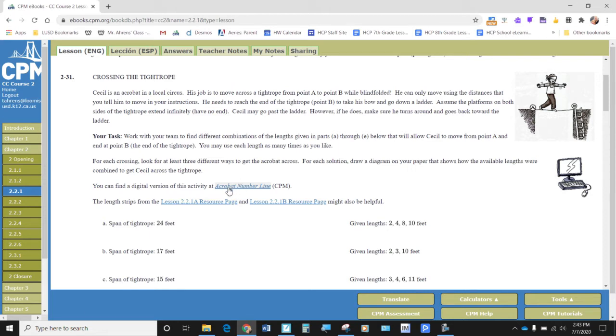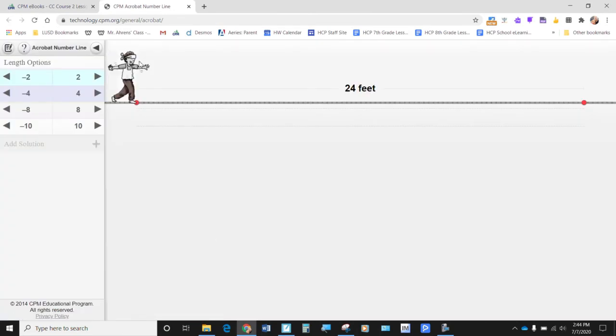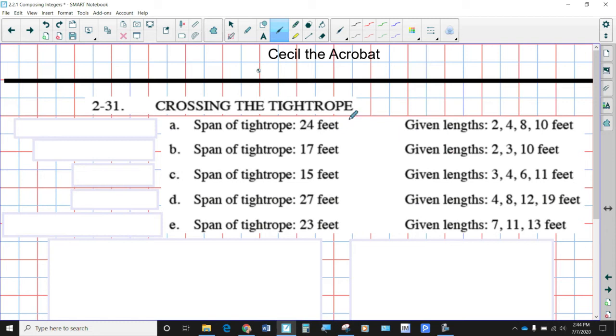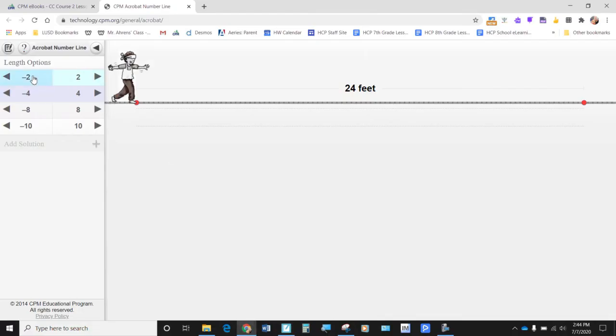Okay, but we're going to go to the Acrobat number line, which is Cecil, our Acrobat. That's Cecil right there. And this is basically what we're going to do. That very first one said you had the options of using 2, 4, 8, and 10 for 24 feet. So here they are, 2, 4, 8, and 10. But you can also go -2, -4, -8, -10. Now watch what happens when I put a few of these together.